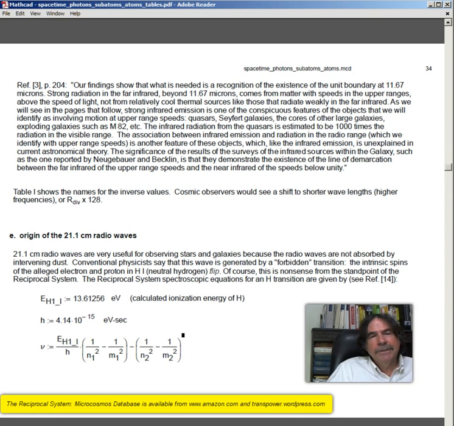Table 1 shows the names for the inverse values cosmic observers would see as shift to shorter wavelengths, higher frequencies, or R, dividing line times 128. Okay, that concludes part 2 of the paper, and you may now proceed to part 3.